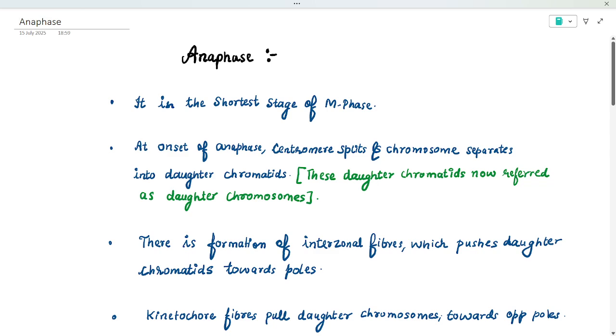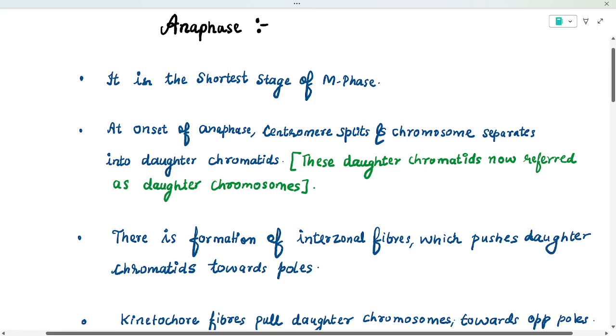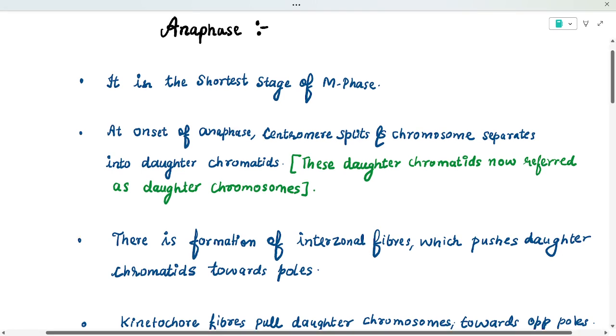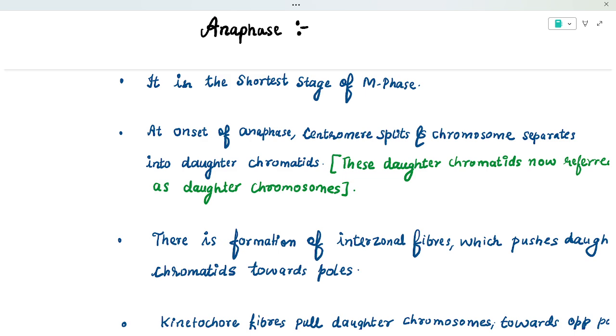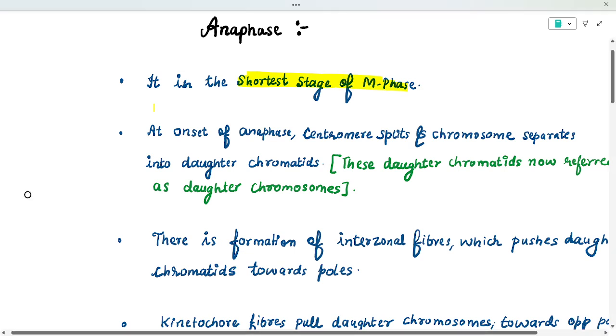Yes guys, we are going to learn about anaphase. It is the third stage that comes after metaphase, and the most important MCQ: it is the shortest stage of mitosis. That is a very important question.